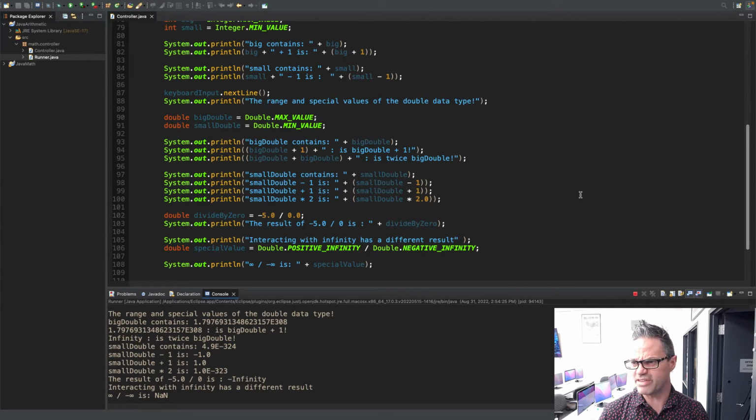Let's go to small double. It's even weirder. So small double contains, and we have right here, 4.9 e to the negative 324, so times 10 to the negative 324th power. So we have 324 zeros before that 4.9 at the very end right there, a hugely, ridiculously small fractional number. I know, it's crazy. And so we take that small number, which is greater than 0, and we subtract 1 from that. Redonkulously small number minus 1 is negative 1.